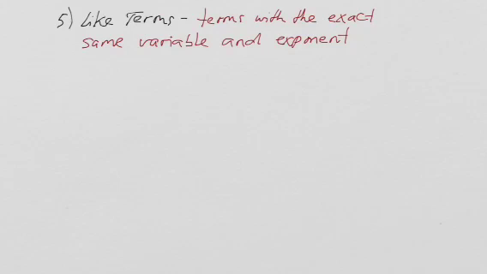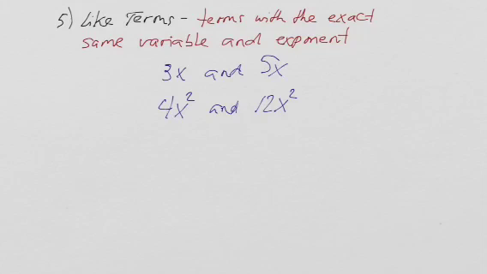All right, a couple more. Next one is what's called like terms. These are terms with the exact same variable and exponent. So, for example, we'd be looking at something like 3x and 5x. They have the exact same variable, x, and they have the same exact exponent. They don't have one. Or like 4x to the second power and 12x to the second power. They have the same variable, x, and they have the same exponent, 2.